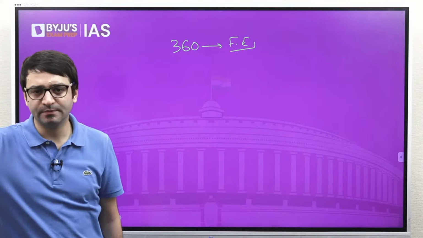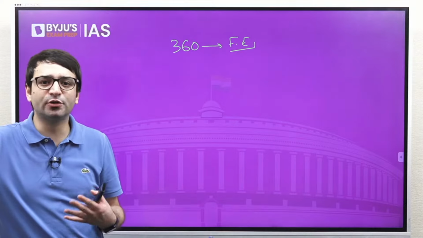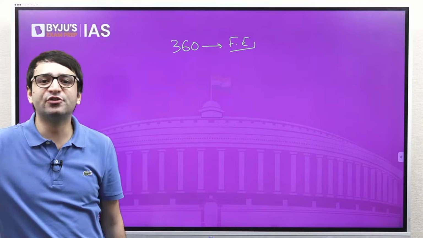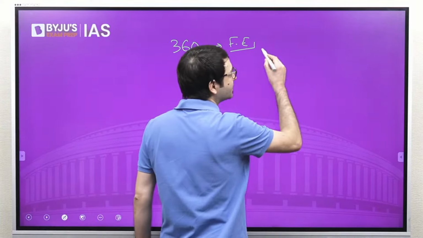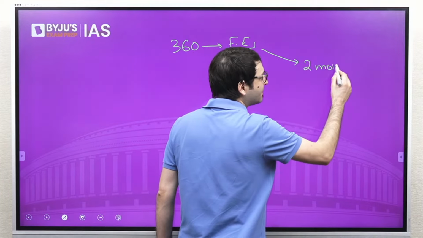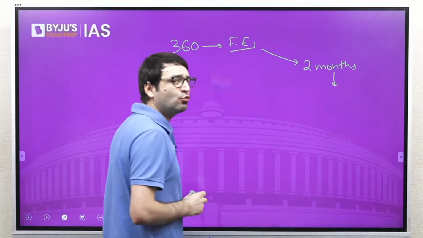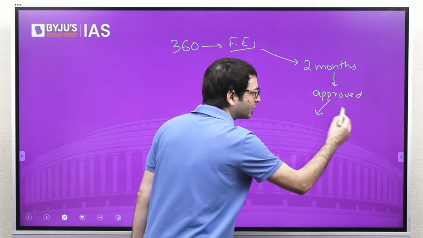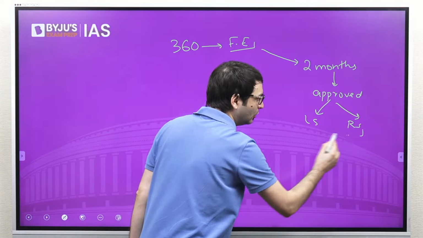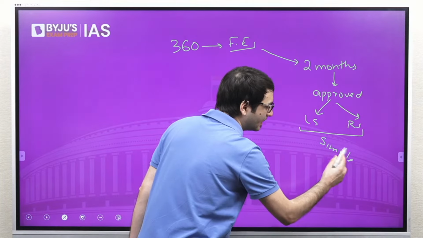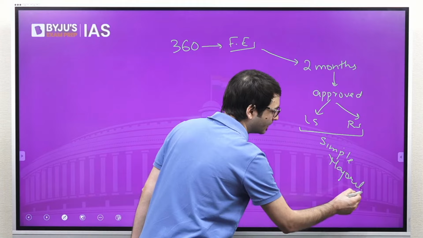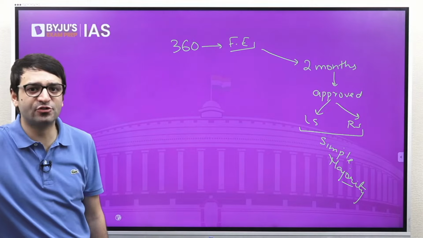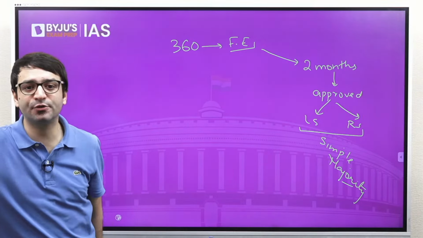If the president is satisfied that there is a grave threat, danger to the financial system, to the credit of the nation, then the president can impose financial emergency. This financial emergency, once it is imposed by the president, within 2 months, is to be approved by both houses of the parliament, Lok Sabha as well as Rajya Sabha, that too by simple majority. There is a crisis in Sri Lanka because of the financial mismanagement or the alleged financial mismanagement. So financial emergency can be asked in your examination.